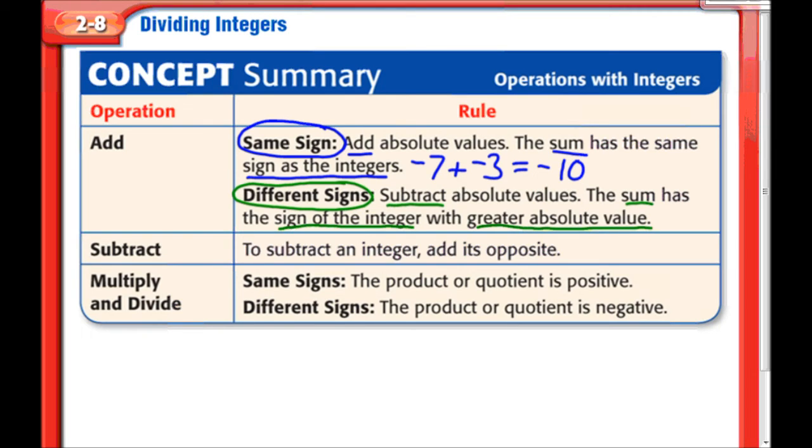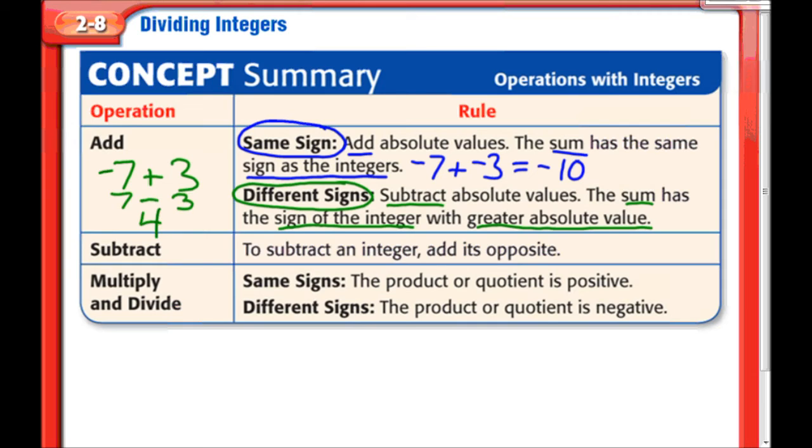Now, what does that mean? Well, let's look at an example and see if we can figure this out. How about I use some of the same numbers? So -7, but this time I'm going to add +3. All right, there we go. We're adding. Signs are different, though. All right, so what am I supposed to do? Subtract those absolute values. The absolute value of 7 is 7. The absolute value of 3 is 3. Now I'm going to subtract. So 7 minus 3, what's that? 4?